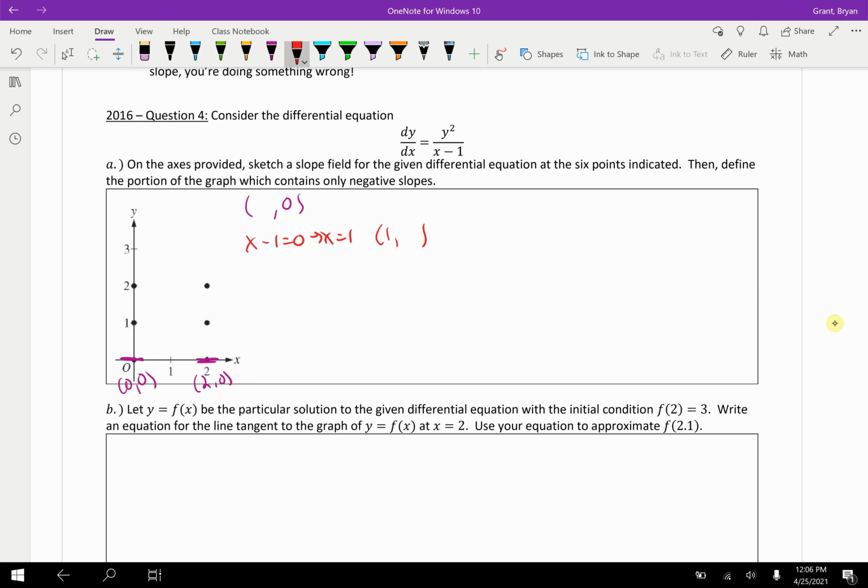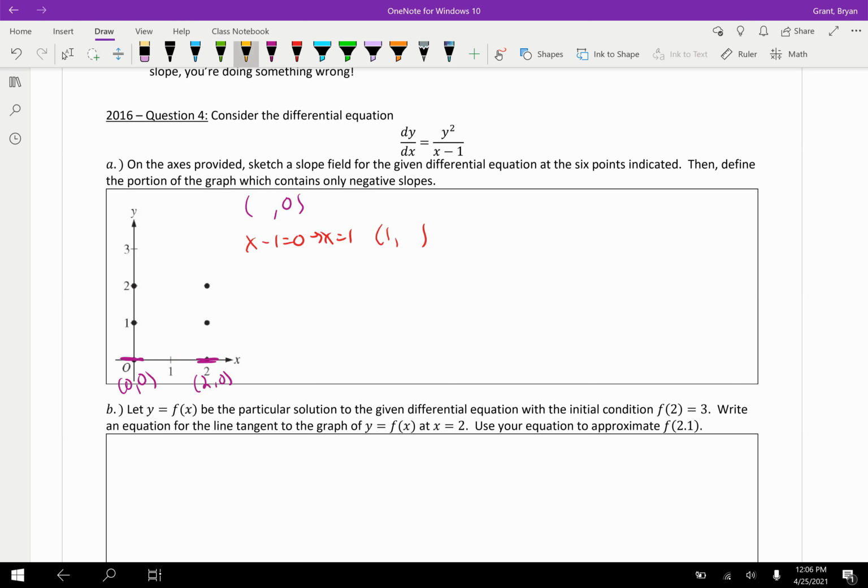And on a slope field, they will never have you sketch the slopes that are undefined. So there would never be points here, because then the argument is, well, wait, does the line go straight up and down? Or if no slope exists, shouldn't there just be nothing there? So they always leave those blank. That's why there is nothing at 1 comma 0, 1 comma 1, 1 comma 2.